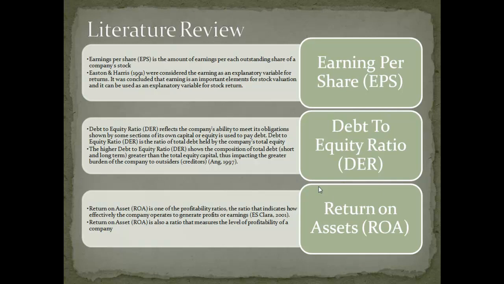Literature review. First, earning per share. Earning per share is the amount of earnings per each outstanding share of a company's stock. Easton and Harris in 1991 considered earning as an explanatory variable for return. It was concluded that earning is an important element for stock valuation, and it can be used as an explanatory variable for stock return. The second is the debt to equity ratio.